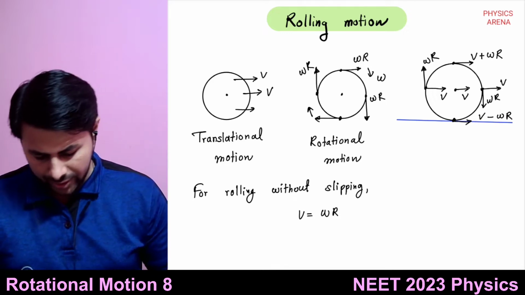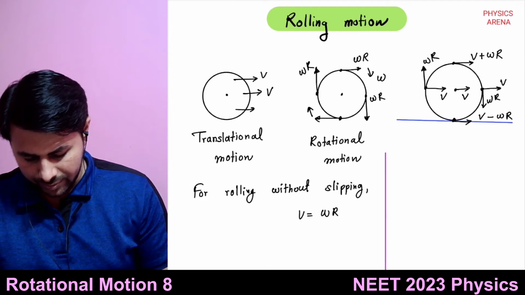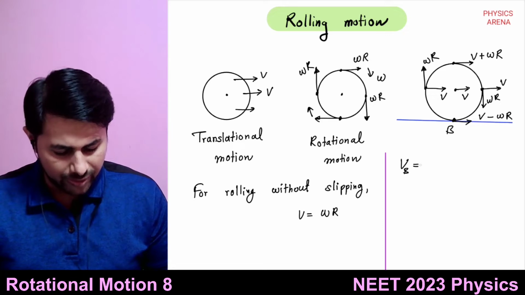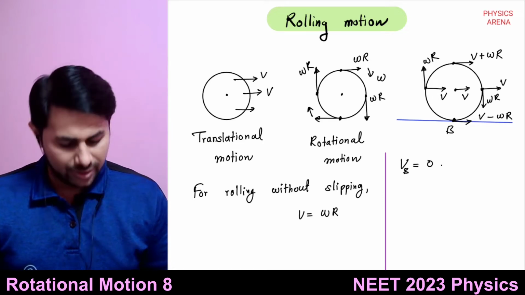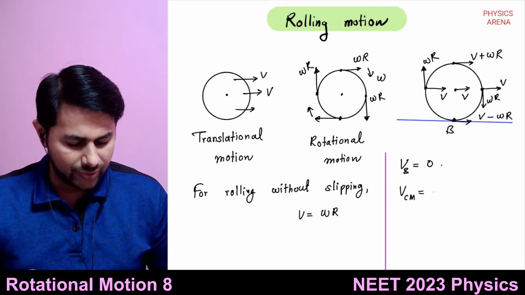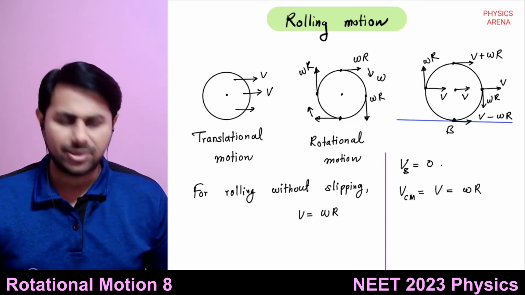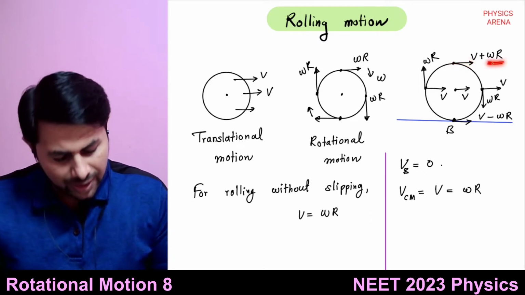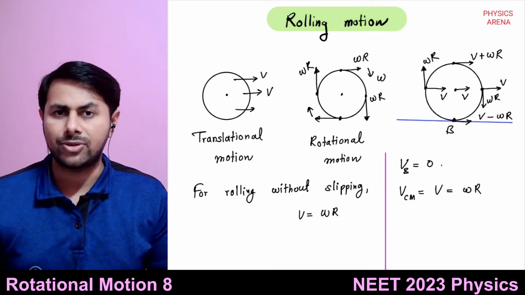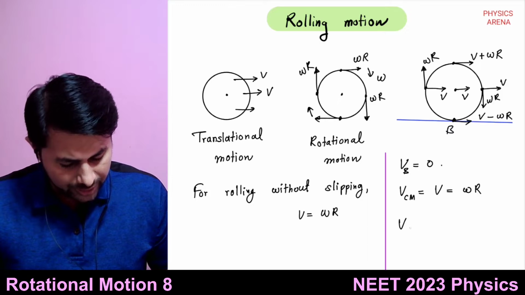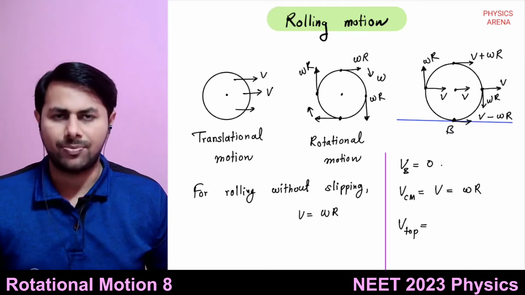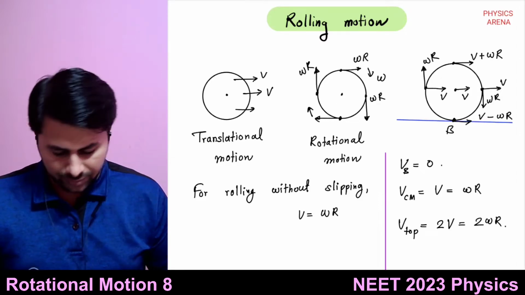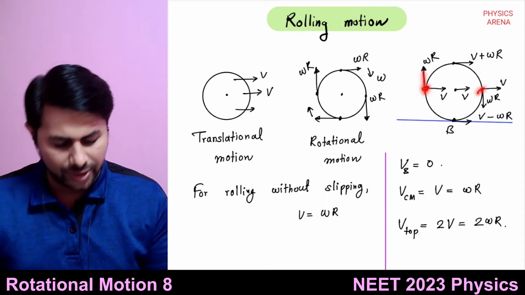The velocity of the point at the bottom, let's call it point B, will be equal to 0. The velocity of the center of mass is v, which is equal to omega times r. So the velocity of the top point is what? Since omega r is equal to v, it is 2 times v, right? So the velocity of the point at top is 2v, or 2 times omega r.